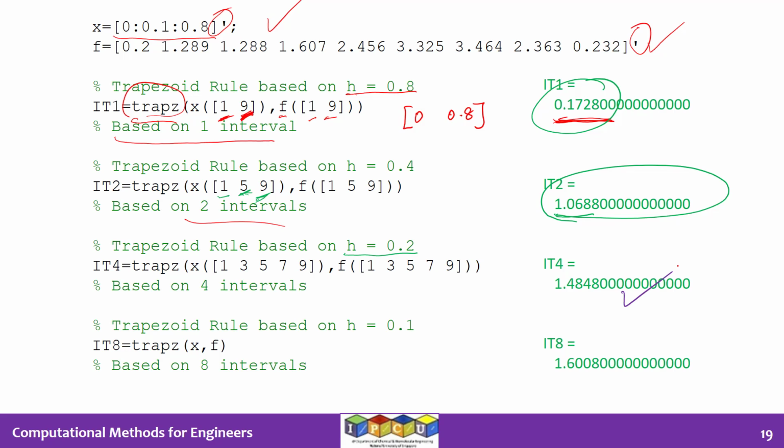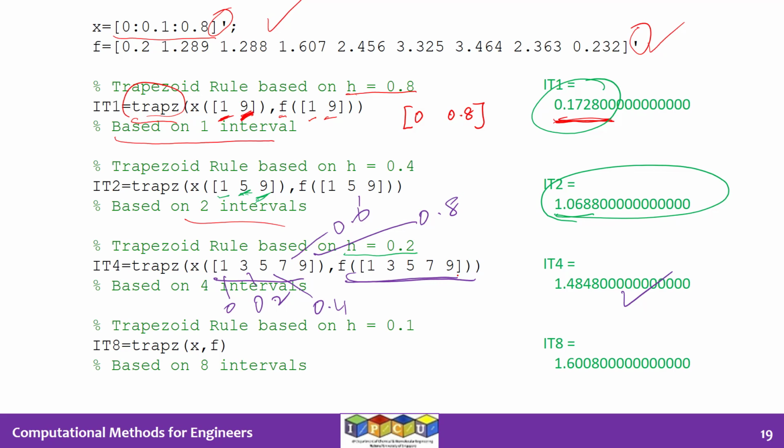Better than the previous estimate because I've used more data points, although I have stuck to the same trapezoid rule. So I've used data points 1, 3, 5, 7, 9, which stands for x equal to 0, 0.2, 0.4, 0.6, and 0.8, and the corresponding f values.